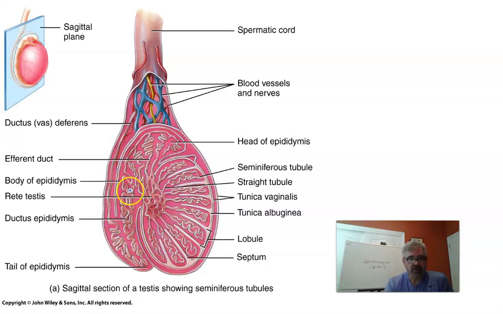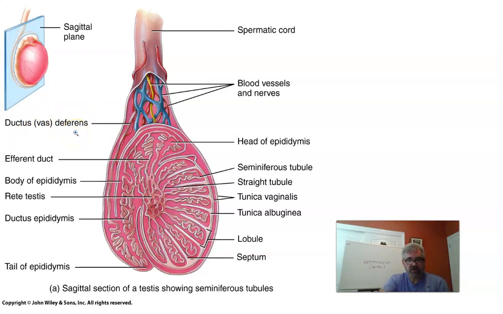The ductus epididymis is also going to be the site where sperm maturation occurs while they're being stored there. And then during ejaculation, the smooth muscle layers in the wall of the epididymis undergo peristaltic contractions, and that propels the sperm from the ductus epididymis into this structure here called the ductus or vas deferens. So that's what we're going to look at next.